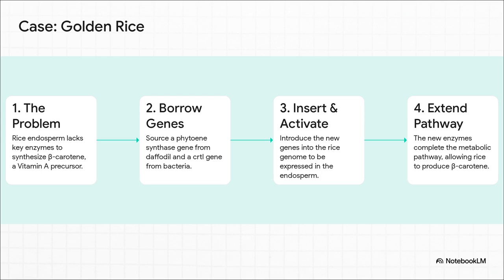So what did they do? They took out their toolkit. They borrowed the gene for one missing enzyme from a daffodil and another from a bacterium. They used their delivery trucks, their plasmids, to insert these new genes into the rice genome. And just like that, they fixed the assembly line. The result? Rice that can now produce its own beta-carotene, giving it that famous golden color.